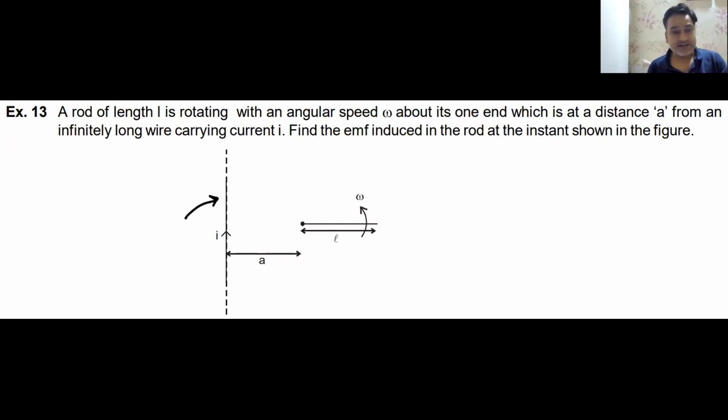So now this question says a rod of length L is rotating with a constant angular velocity omega. Its one end is at a distance a from an infinitely long wire carrying current I. Find the EMF induced in the rod at the instant where the rod is horizontal like this. Can you solve this question for me? Yes, sir. I will try, sir. Okay, so you try this question at home while you are preparing for it.